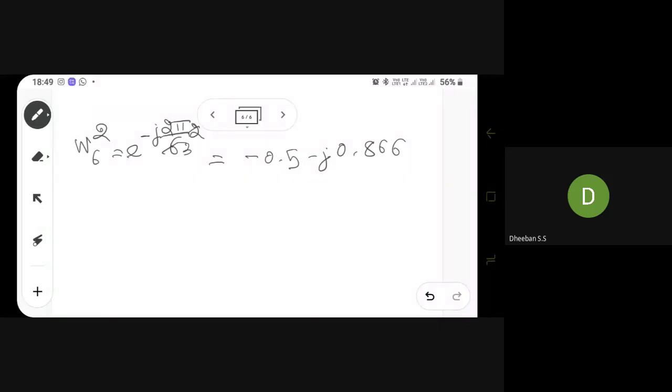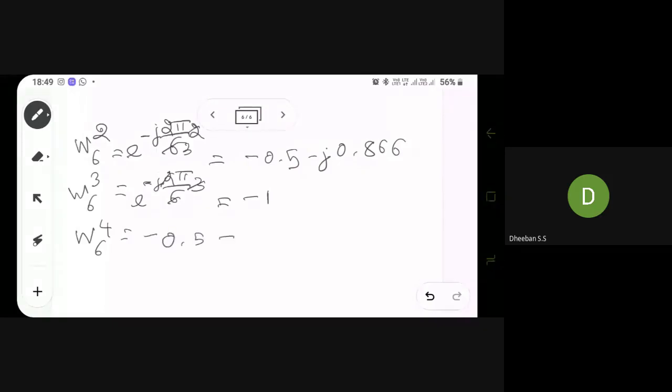Next, W6 of 3 will be equal to e power minus j 2 pi by 6 into 3. Here this goes, this goes, and this goes, so it will be e power minus j pi, so it is minus 1. Next, W6 of 4. This goes to the same, but the sign varies. It will be equal to minus 0.5 plus j into 0.866.